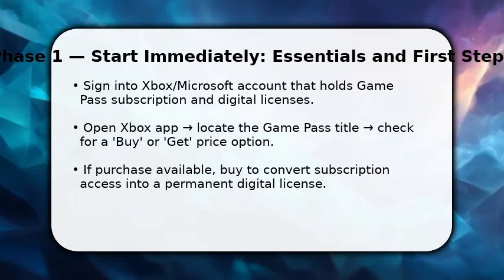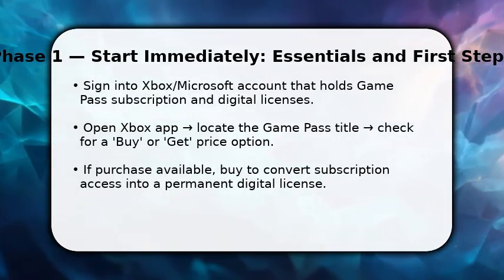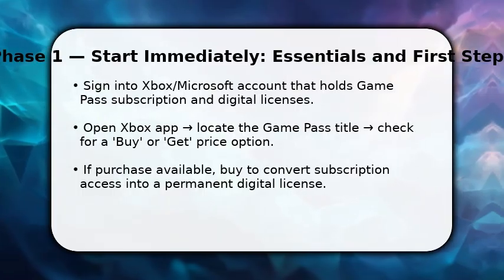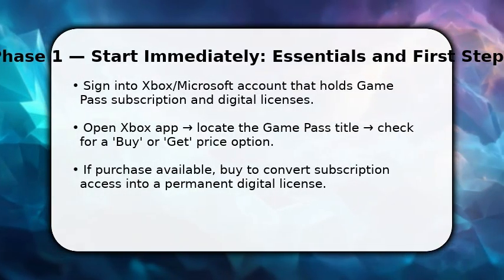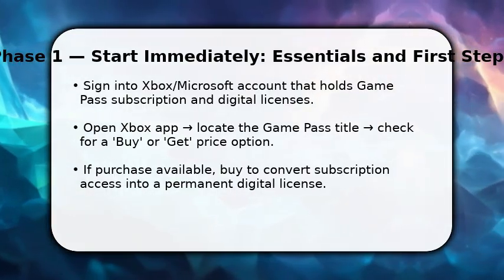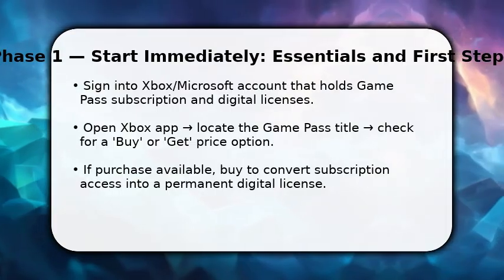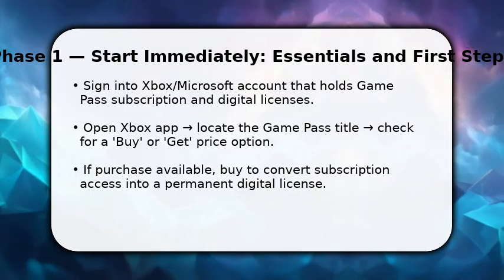You start by making the license yours. Sign into the same Microsoft account used for Game Pass because licenses tie to accounts. Open the Xbox app on PC, find the game, and look for a buy price. Many Game Pass titles offer a discounted purchase option. Buy the game to convert temporary access into a permanent digital license on your account.